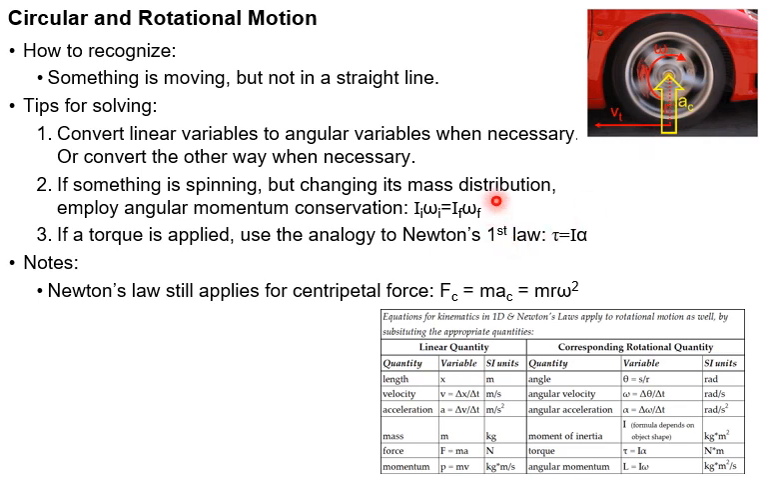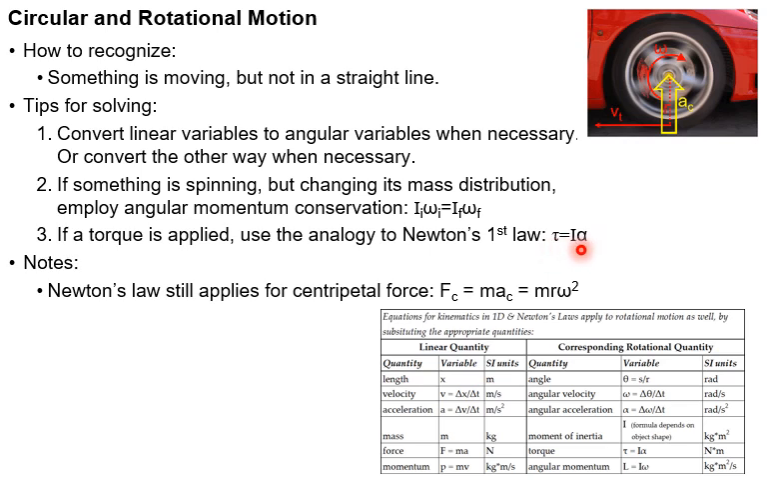If something is spinning, a different sort of scenario, if something's spinning but changing its mass distribution, then you need to employ angular momentum conservation. So the initial moment of inertia times the initial angular speed is equal to the final moment of inertia times the final angular speed. And then, almost finally, another type of thing you might have is a force applied at some radius. What's the change in angular speed? You need to use this analogy to Newton's second law. This torque is equal to moment of inertia times angular acceleration.